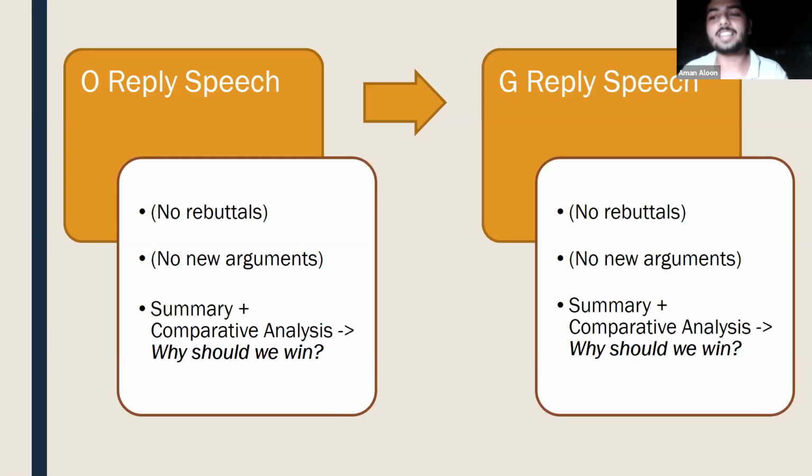So now this is a unique thing which we have added. This is the opposition reply speech and government reply speech. What this means.